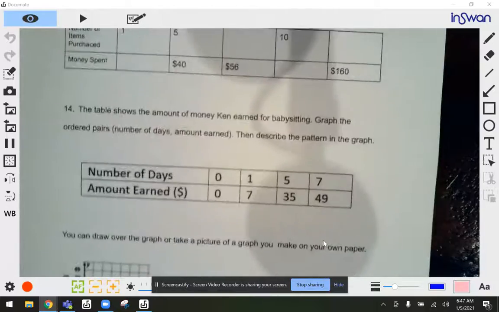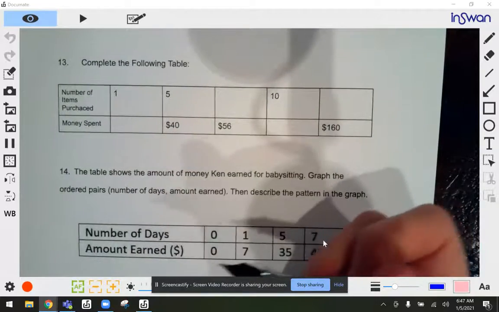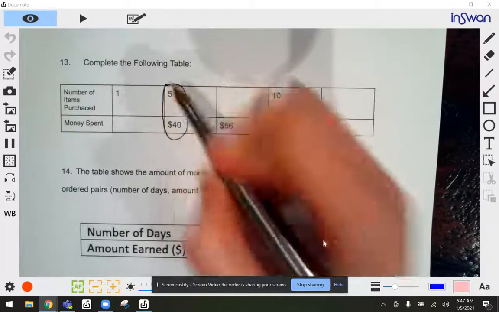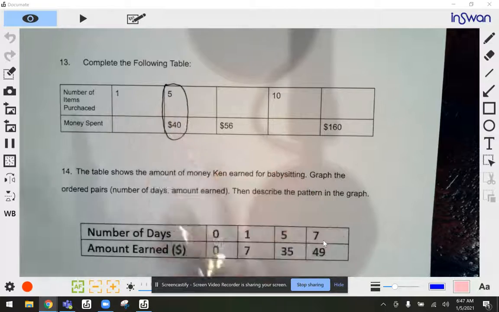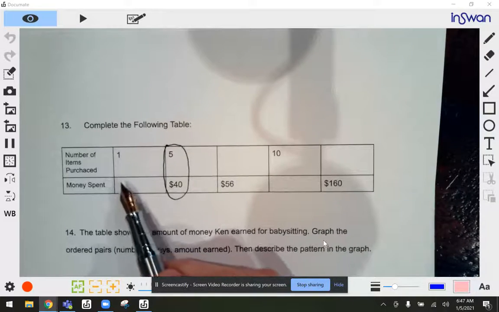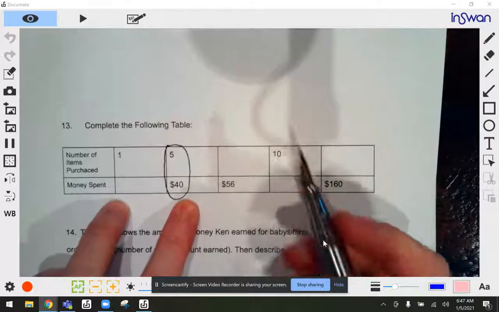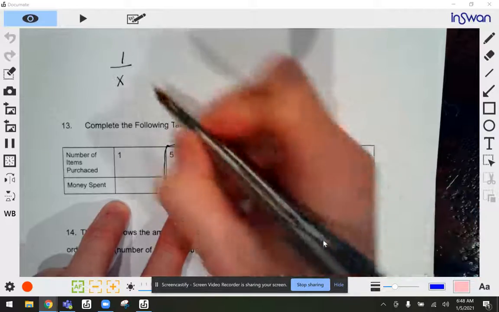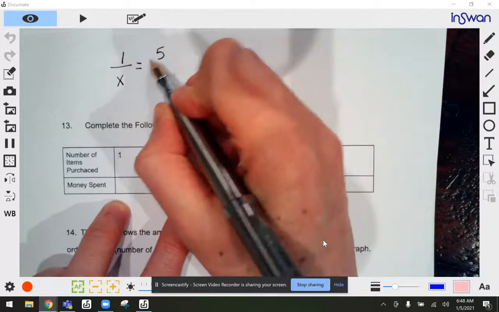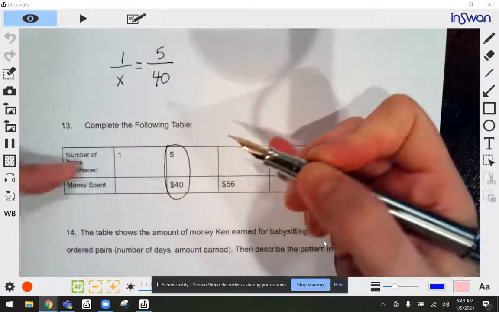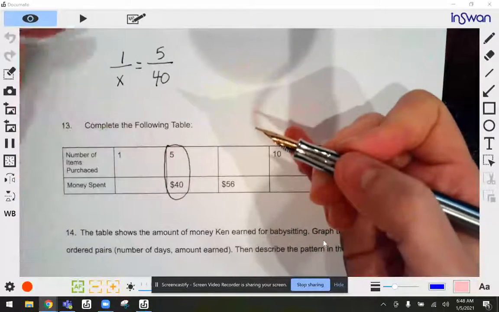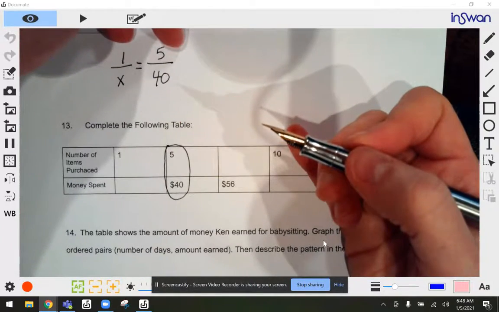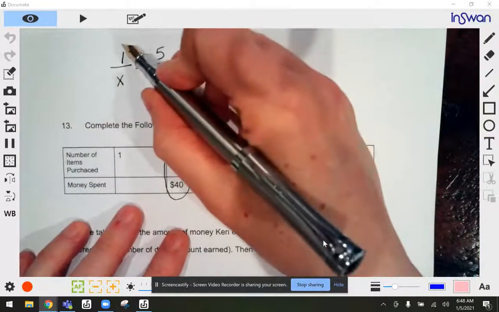All right, so now we're going to complete this table. Noticing here that this is the only one that is already complete, the entire relationship. So we're going to use this to make a proportion to find the missing value. So let's take these two. So I have 1 over x, which I don't know, equals 5 over 40. Remember, you want to keep the same types on the top and the same types on the bottom. So the money here and the number of items purchased here. And then remember, we can just cross multiply.